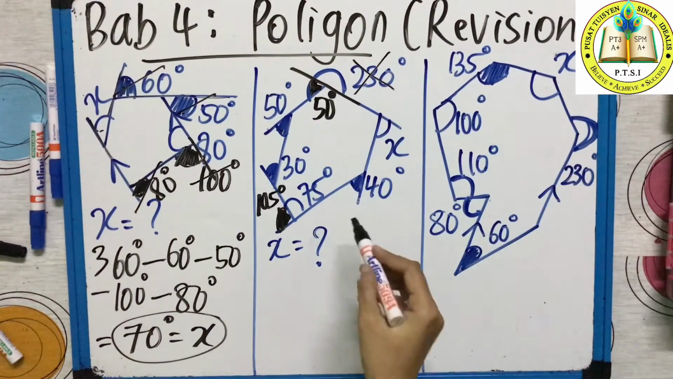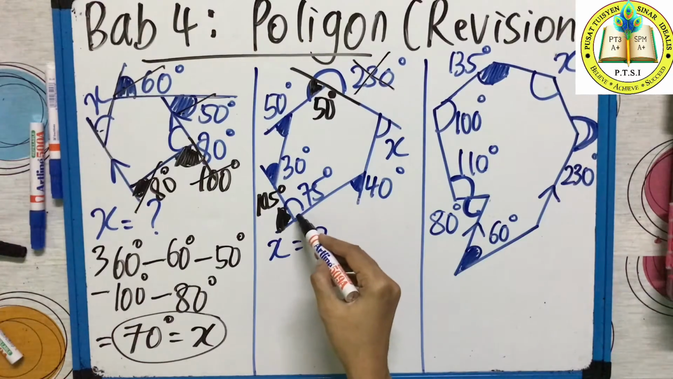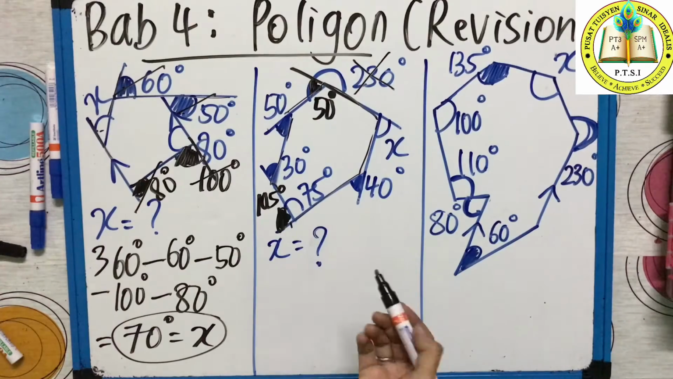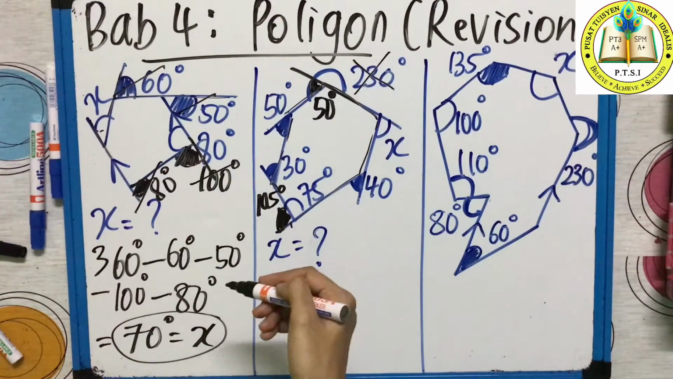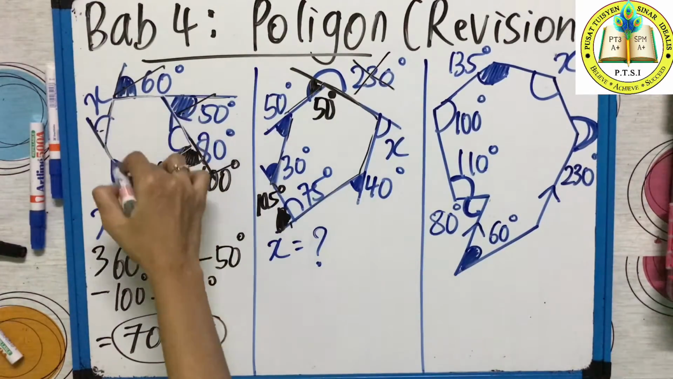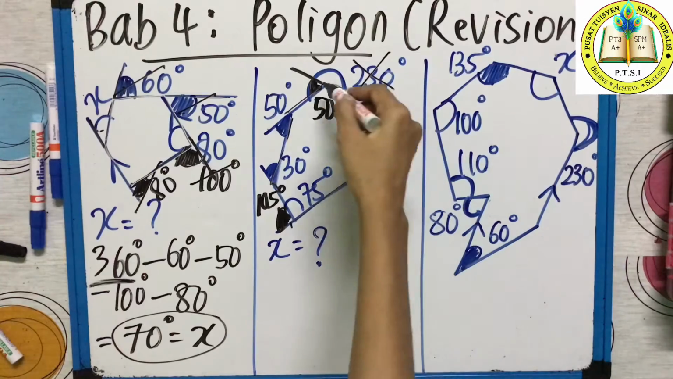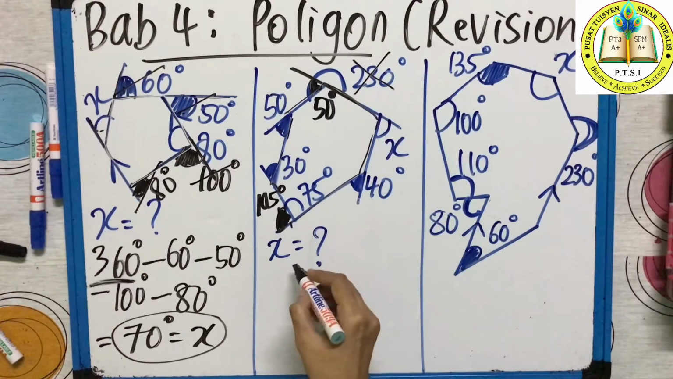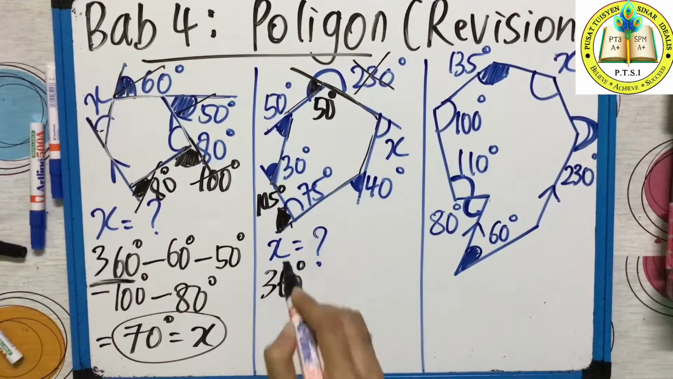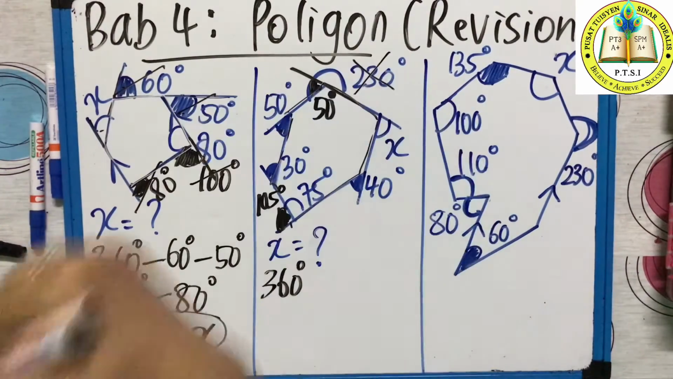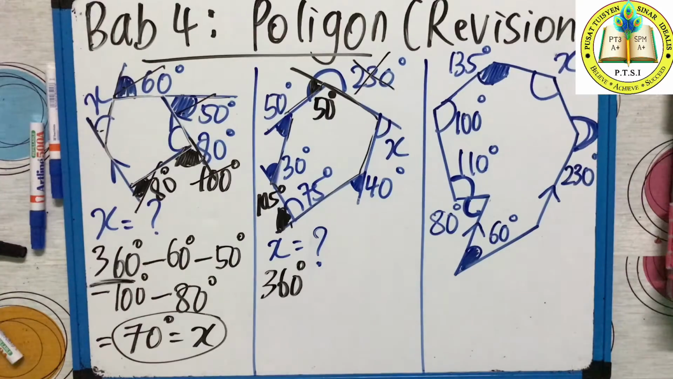So now, how many sides does this polygon have? How many sides? 1, 2, 3, 4, 5, 6. So the formula, all this sudut luar, right? Tadi yang ni 1, 2, 3, 4, 5. Sudut peluaran 360 darjah. This is a hexagon. 1, 2, 3, 4, 5, 6 sides. Also sudut peluaran 360 darjah. Any polygon also, the exterior angle total is 360 degrees.